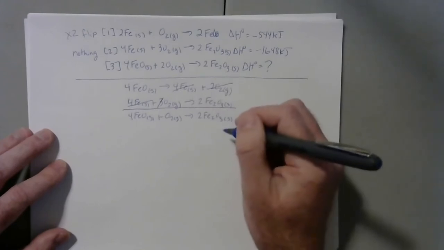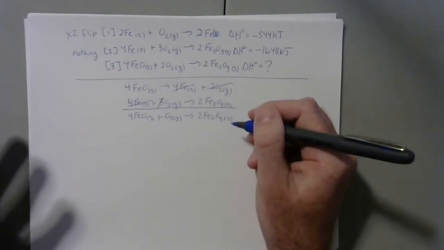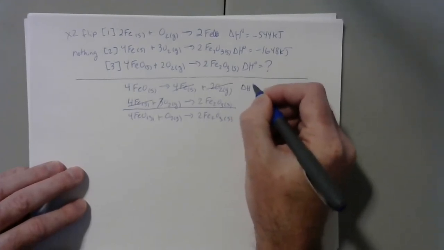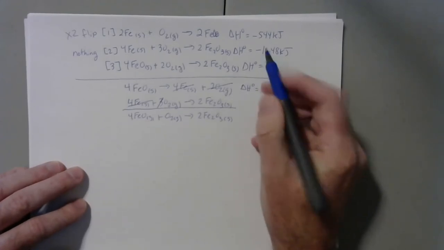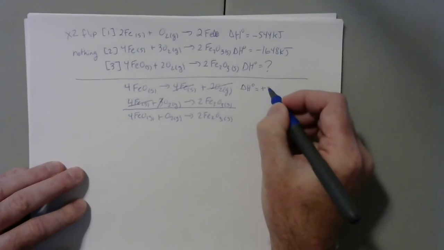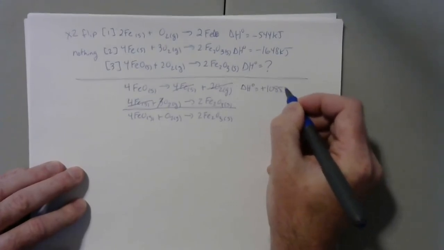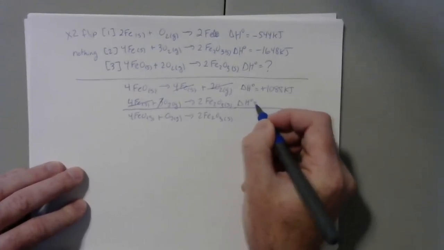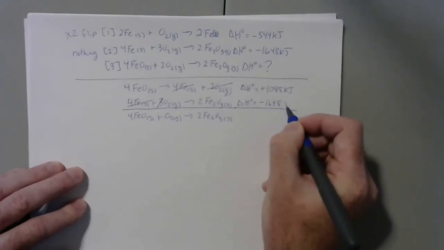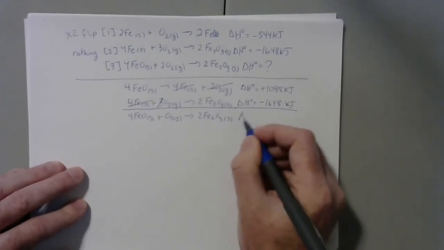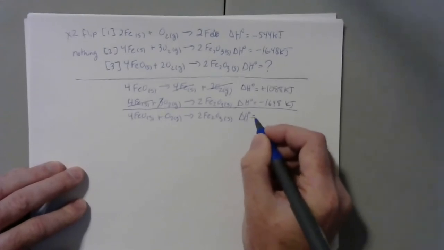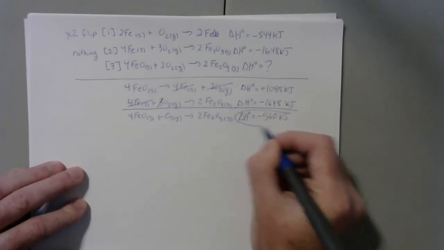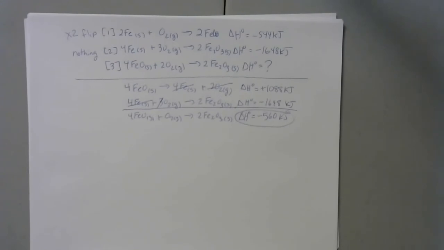I recommend making sure the reactions add before you mess with the delta H's. That way you're not wasting effort. So the delta H for this first reaction is, you flipped it, so it's going to be positive, and I'm going to multiply it by 2, so positive 1088 kilojoules. Didn't do anything to this one, so I'm just going to copy it over again. Negative 1648 kilojoules. And so the delta H for the final process is negative 560 kilojoules. And that would be our answer to the question.